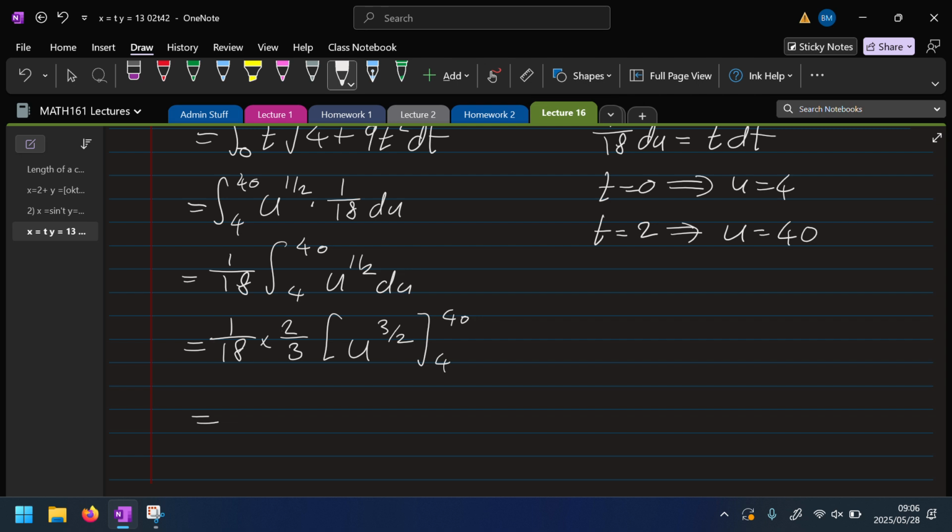Okay, 2 over 18, that's a 9 at the bottom, so 1 over 27. Then we've just got 40 to the 3 over 2 minus 4 to the 3 over 2. Okay, you can simplify that. You got your calculators.